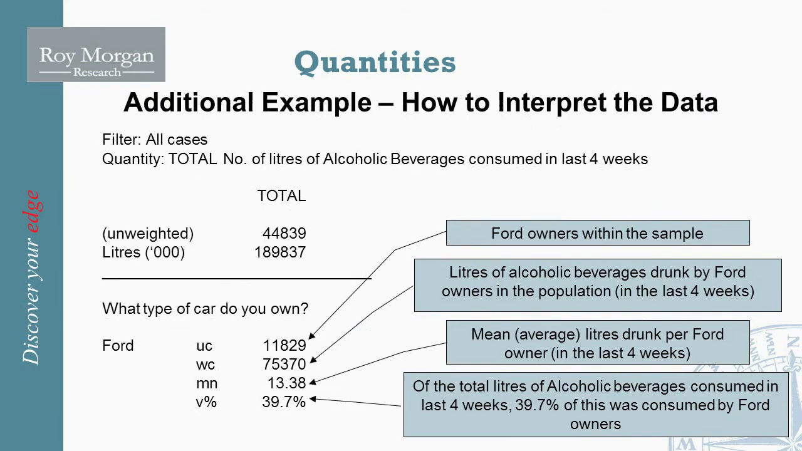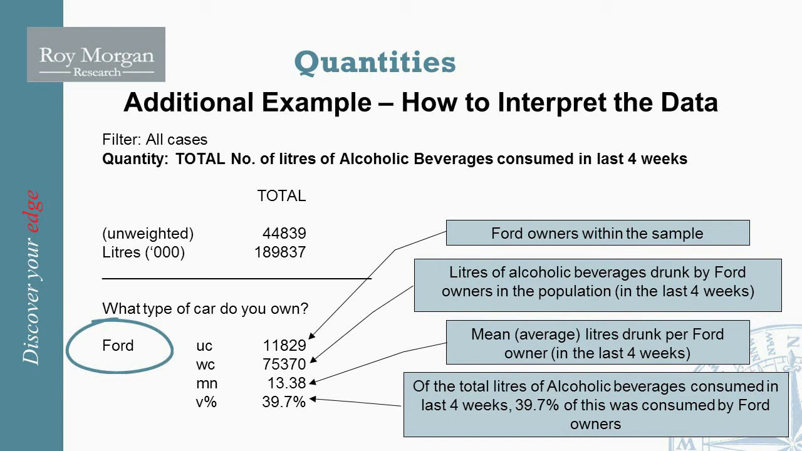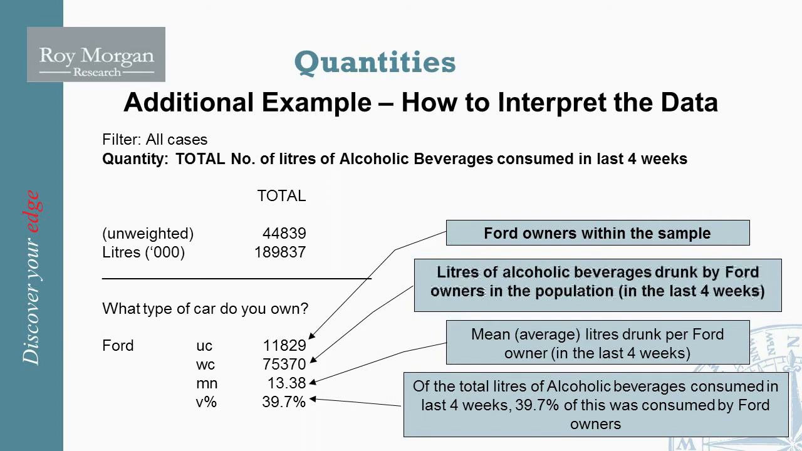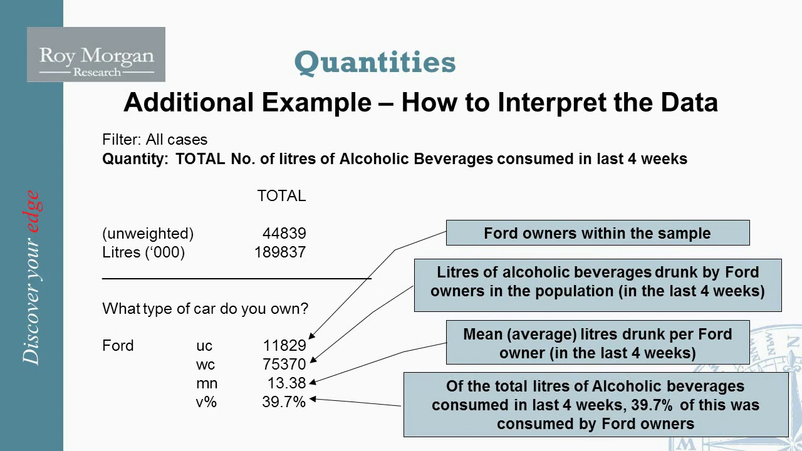And here in this final example, we have a quantity where we're looking at total number of litres of alcoholic beverages consumed in the last 4 weeks, and we're looking at Ford owners specifically. So the unweighted count gives us the number of Ford owners within the sample. The weighted count refers to the quantity applied, so the number of litres of alcoholic beverages drunk by Ford owners in the population in the last 4 weeks. The mean, or the average litres drunk per Ford owner in the last 4 weeks, is 13.38. And of the total litres of alcoholic beverages consumed in the last 4 weeks, 39.7% of this was consumed by Ford owners.